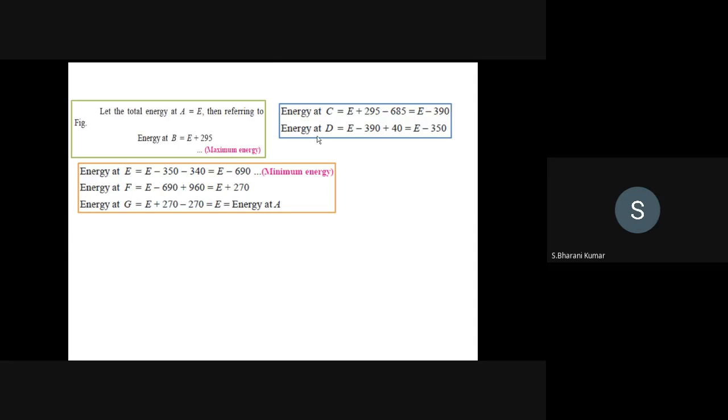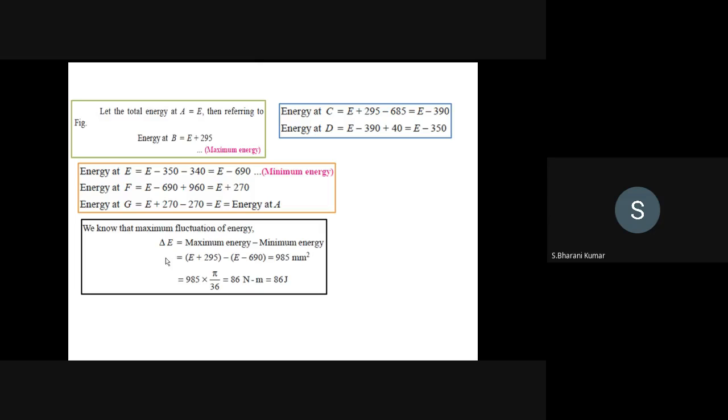Taking this value to the next level, for D it is E minus 390 plus 40, equal to E minus 350. The energy at point E is E minus 350 minus 340, that is E minus 690, the minimum value. At F, E minus 690 plus 960 equals E plus 270. The energy at point G is again the same as at point A, because it is a cyclic process. I already told about that.